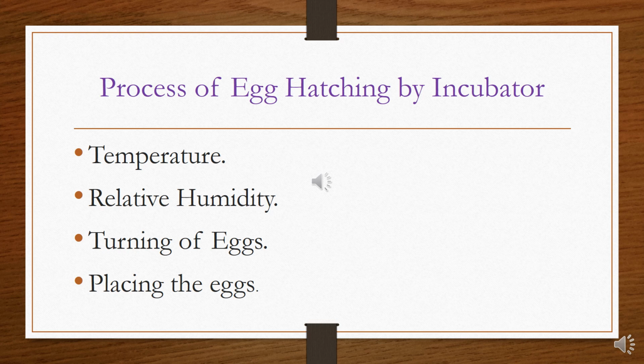Now, thirdly, turning of eggs. Turning of eggs should be done 8 times, that is after every 3 hours. In case of improved incubators, turning of eggs is done automatically with the help of a timer. In case of kerosene incubator, turning of eggs is done with the help of a U-shaped wire. And next, placing the eggs. Eggs should be placed in the incubation tray so that the tapering side of the egg lies downward and the broader side lies at a 45-degree angle.